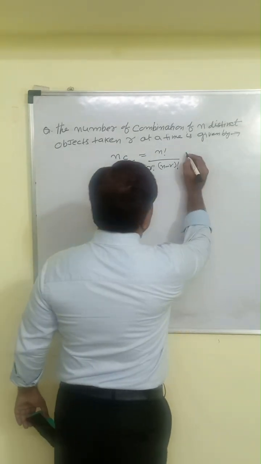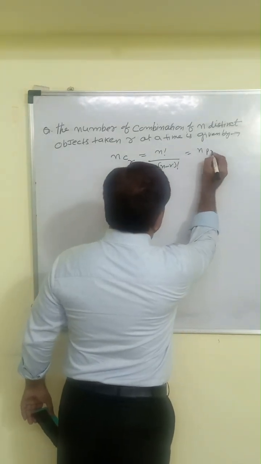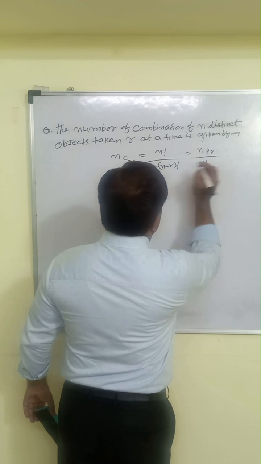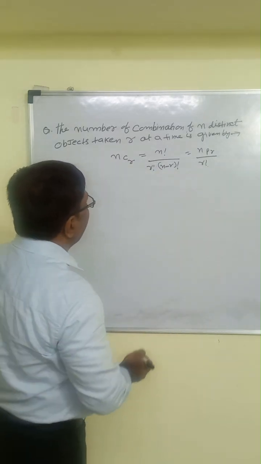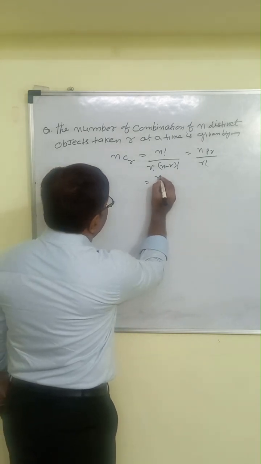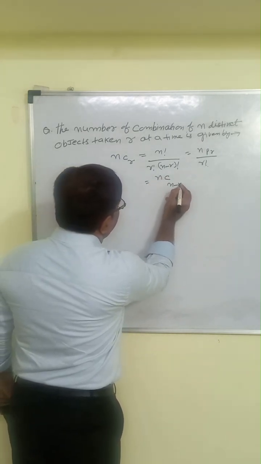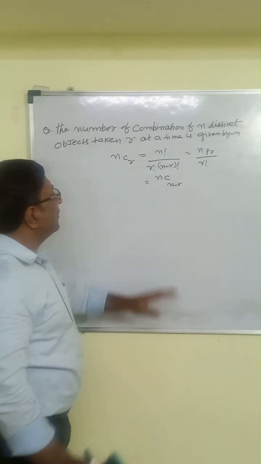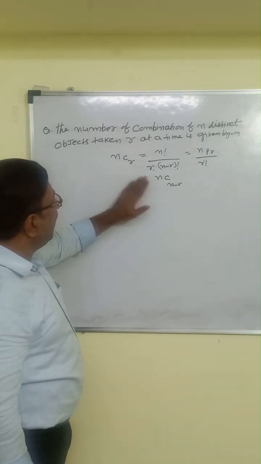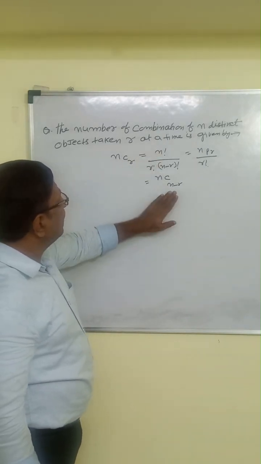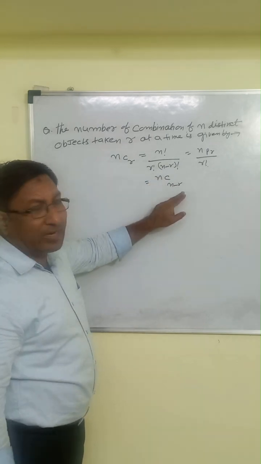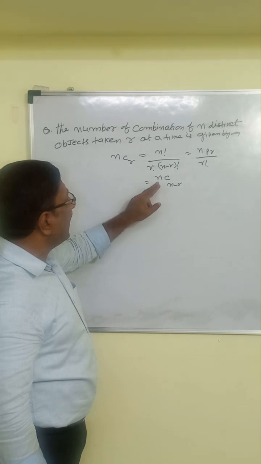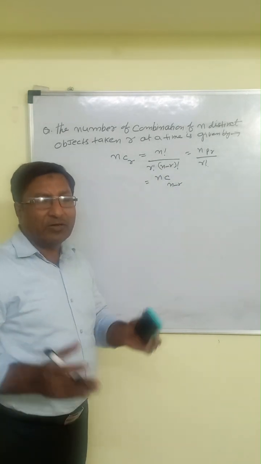So we can write nPr upon r factorial also, right? And you can also write this as nC(n minus r). Why? Because from this formula, nCr is n factorial over r factorial times n minus r factorial, and n minus (n minus r) is r factorial. So we can write nC(n minus r) also.